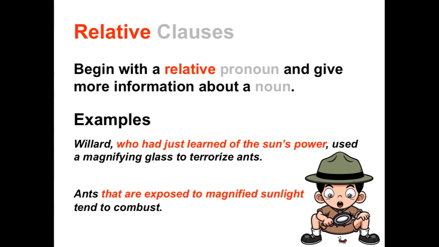Now let's read the second sentence without the relative clause. Ants tend to combust. Well, that's not true at all. Ants generally do not combust unless they're exposed to heat. So in this sentence, the relative clause that are exposed to magnified sunlight is essential. The sentence does not mean the same thing without it. Therefore, we do not enclose this relative clause in commas.